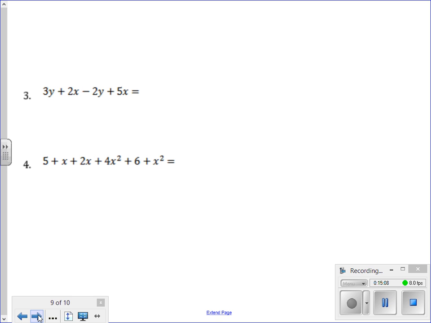Now, number 3, the way this works is I'm going to start with the y's. I have 3y minus 2y. Those are like terms because they have the same variable. 3 minus 2 is 1, so I have that term as 1y when it's simplified. Now, if I look at the 2x, positive 2x plus 5x, those are both like terms because they have an x. When I add the 2 and the 5, I get plus 7x. So the simplified form is 1y plus 7x.